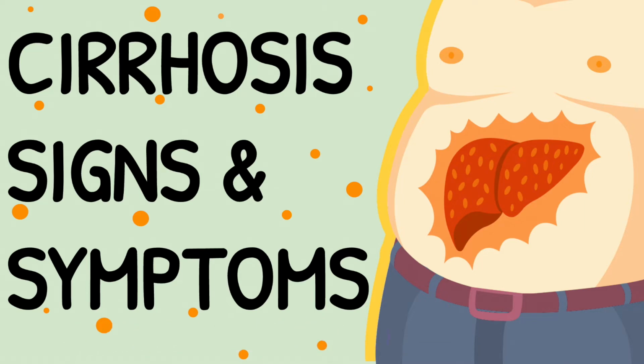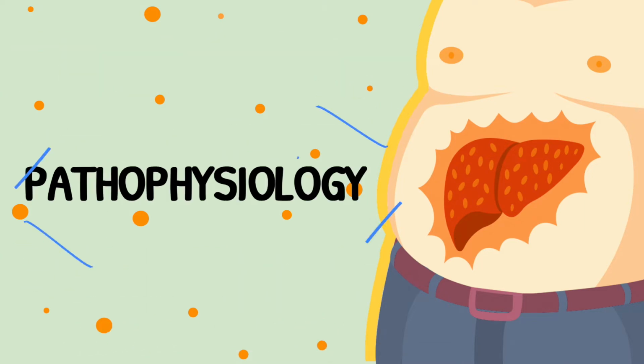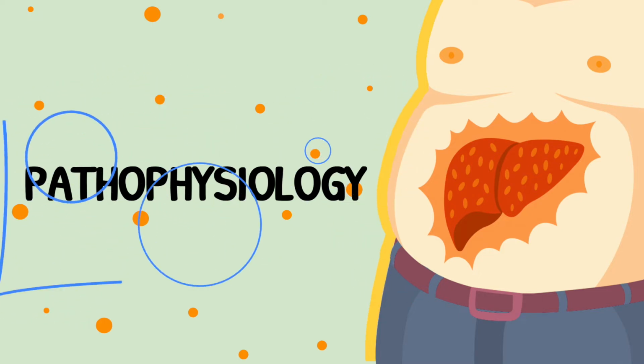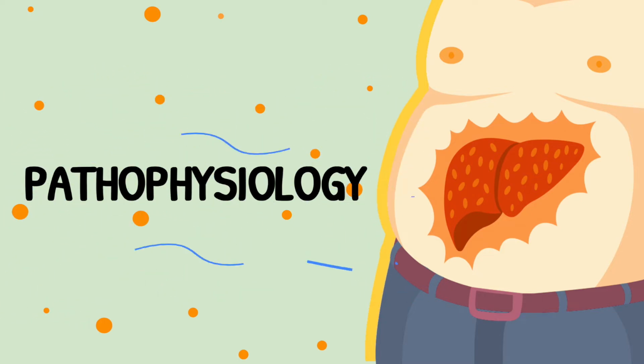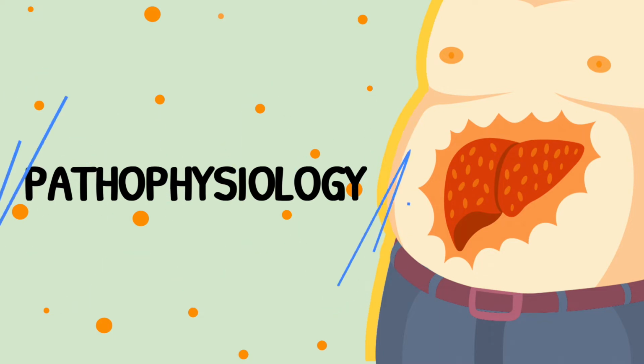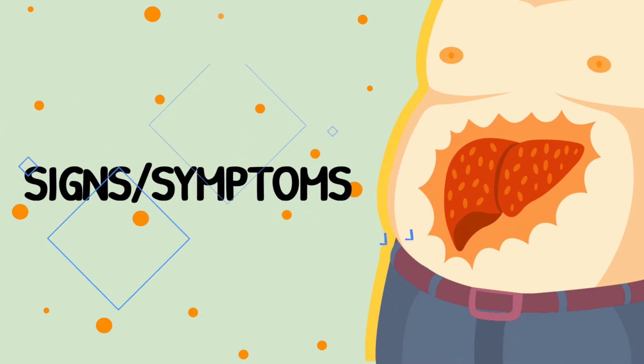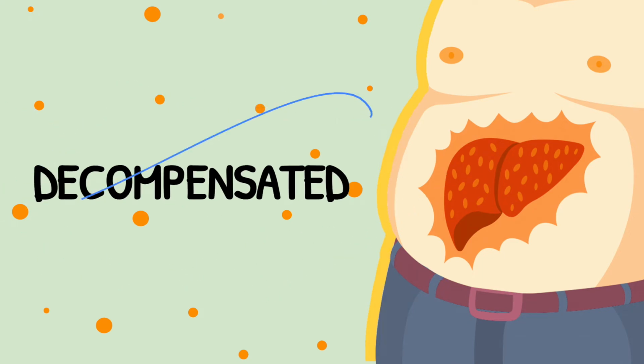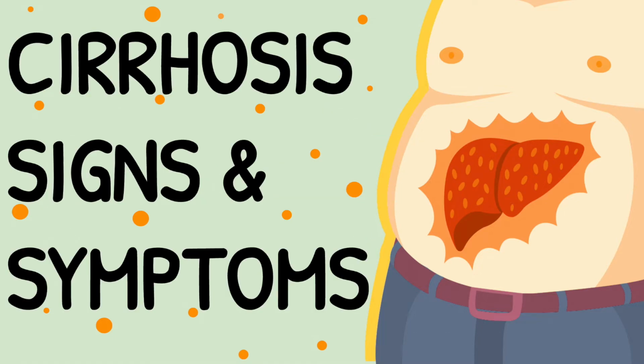Afterwards, we'll briefly talk about the pathophysiology of cirrhosis because this is going to help us better understand why the signs and symptoms that we're going to talk about are appearing. And lastly, we will talk about the signs and symptoms seen in patients with cirrhosis, as well as compensated versus decompensated symptoms. So let's get started.